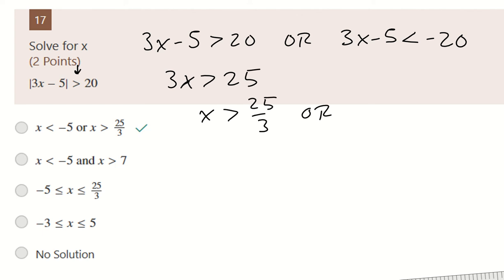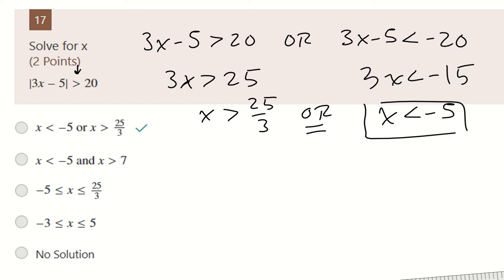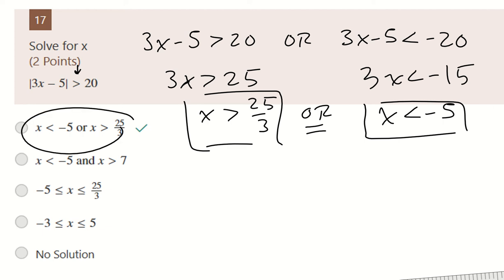Or add the 5, you've got 3x is less than negative 15. So therefore x has to be less than negative 5. So x has to be less than negative 5, or x has to be more than 25 thirds. And you can see this is the answer that says both of those. It's less than negative 5, or it's the case that this.